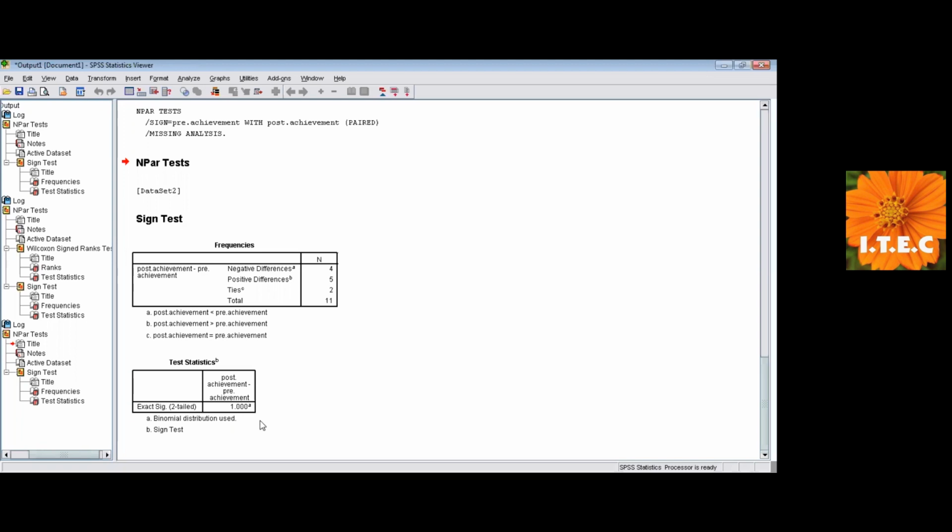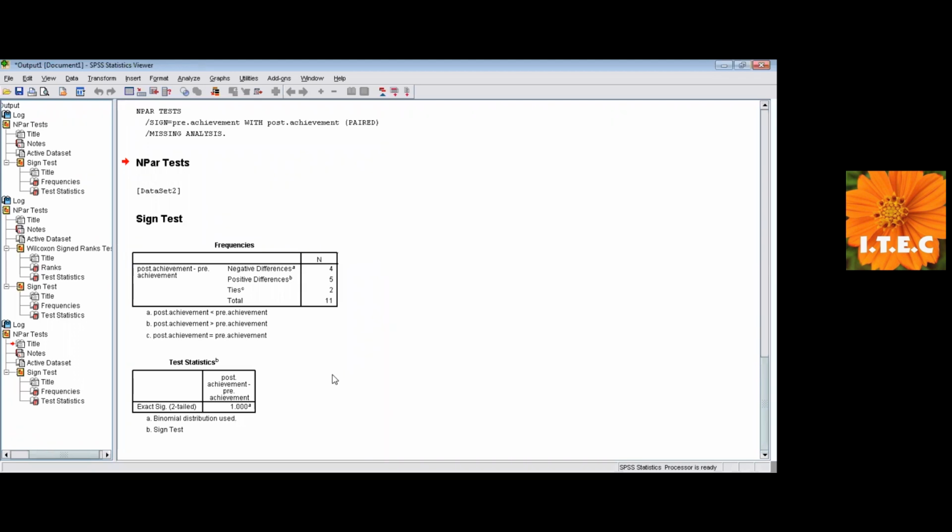So yes, it can happen that whatever intervention you are giving, due to that intervention, in some of the cases the scores may increase, and in some of the cases, because of confusion, the scores may decrease. And if it is so, then your value is not significant.